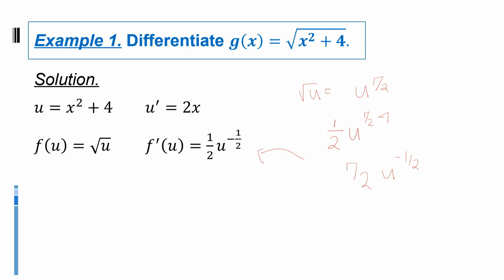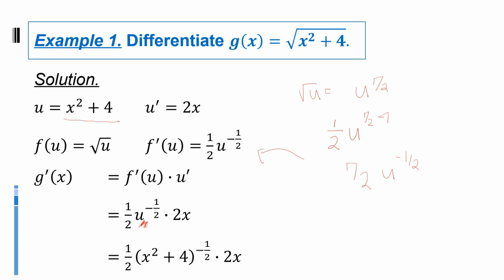Kaya ito siya. So madali na lang ito. To find the derivative of g, we just have to multiply f prime of u and u prime. So by substituting the values, we have 1 half u raised to negative 1 half times 2x. At this point, pwede na nating palitan yung u natin, kasi ito, hindi naman yan yung value niya, di ba? Palitan na natin ngayon siya ng x squared plus 4. So we have 1 half times x squared plus 4 raised to negative 1 half times 2x.